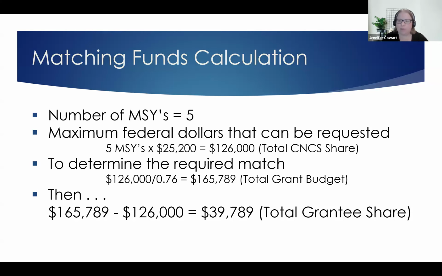So we're going to take that $126,000. We're a brand new program, so we know our match is 24%. So we're going to take that $126,000 divided by 0.76 to get our total budget, CNCS and grantee share together, which would be $165,789. Then we're going to take that total grant budget minus the federal amount that we can request, which is going to give us our grantee share. So this program needs a minimum of $39,789 for their match. Okay.